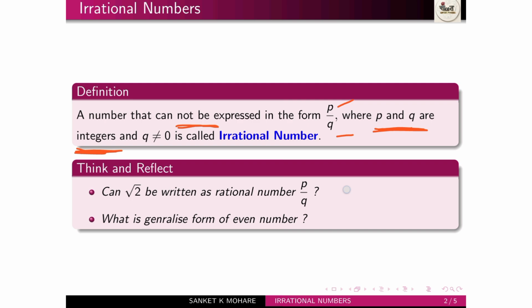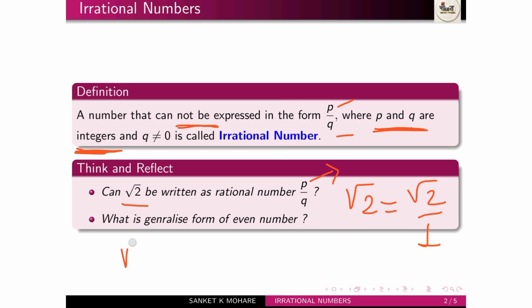So here we have one question: can root 2 be written as a rational number in the form of p by q? No. Why? Even though we can write root 2 as root 2 by 1, it is not in the form of p by q because p should be an integer, and here what is the value of p? Root 2. Root 2 is not an integer. So that's why we cannot express root 2 in the form of p by q. So any number which cannot be expressed in the form of p by q is an irrational number. Therefore root 2 is irrational.